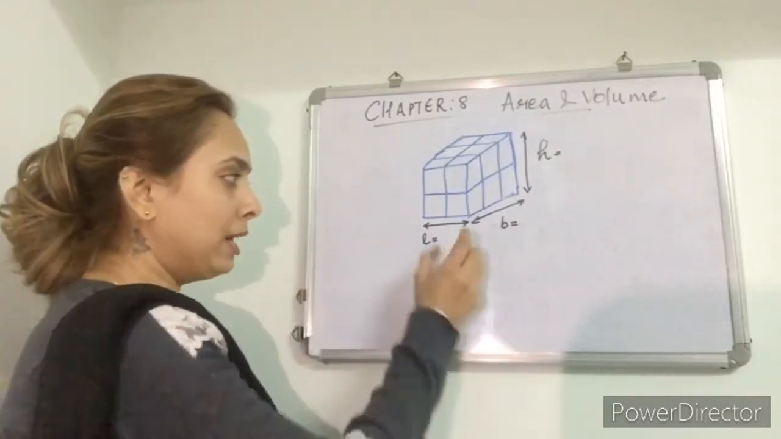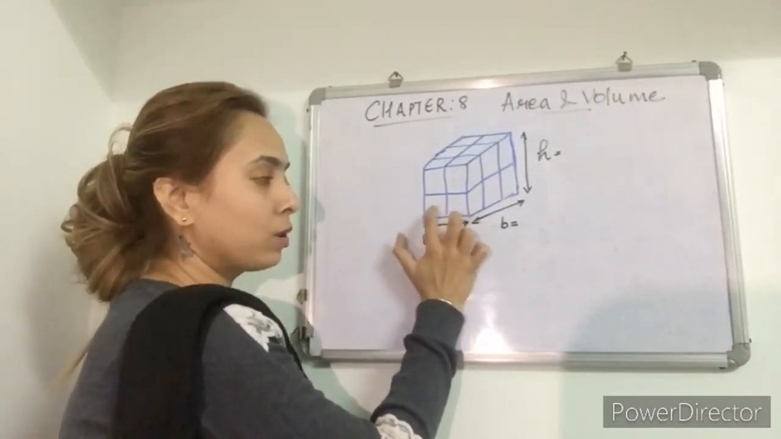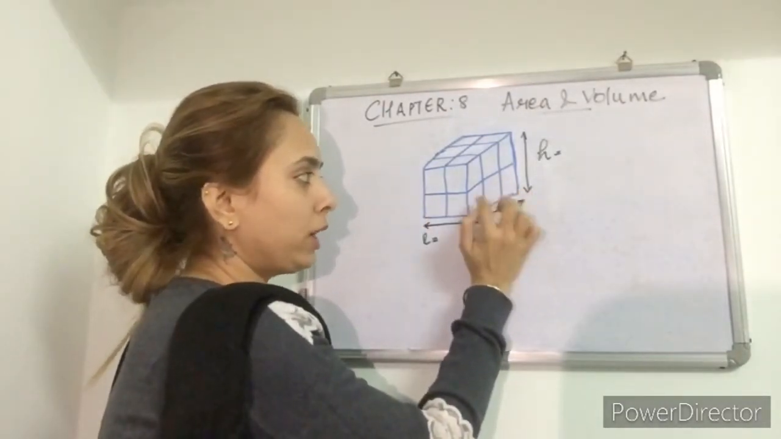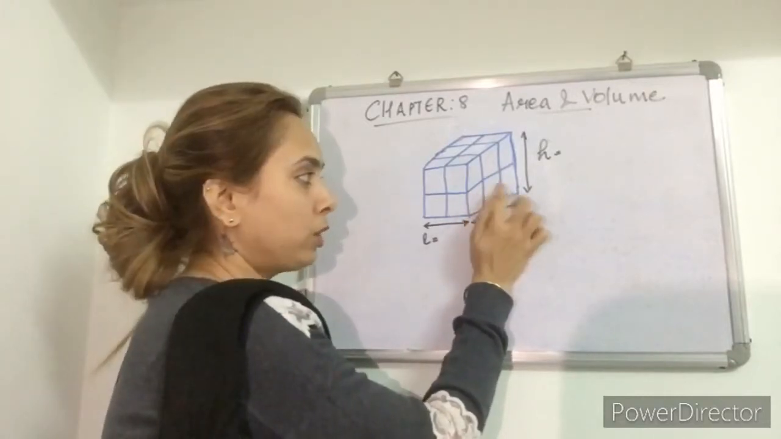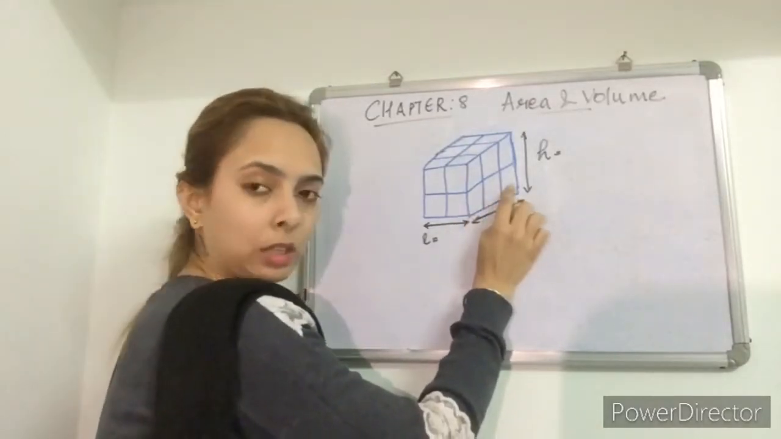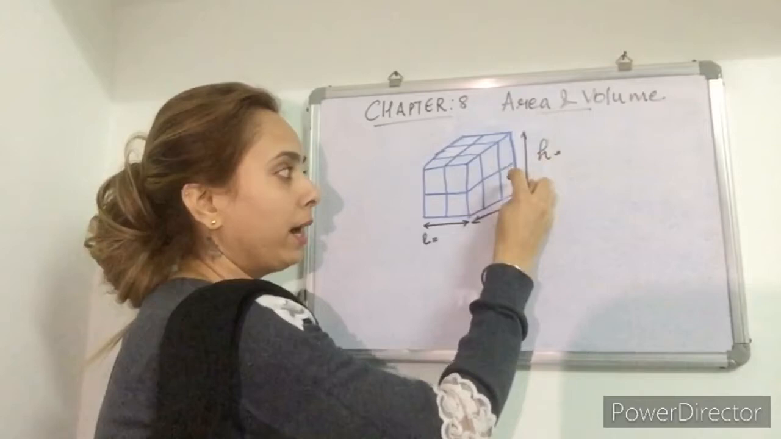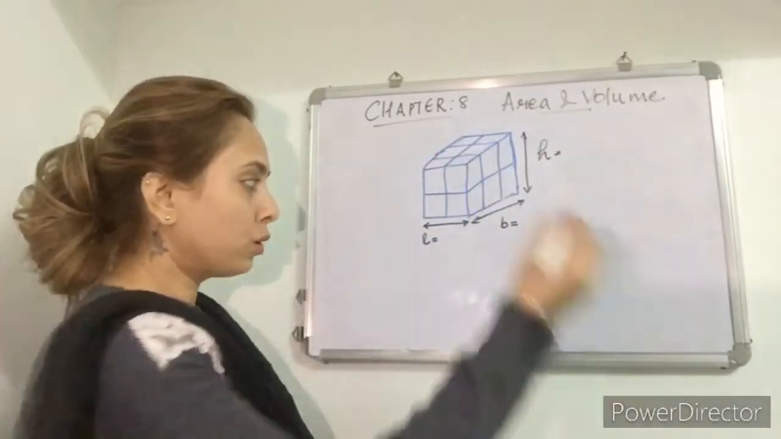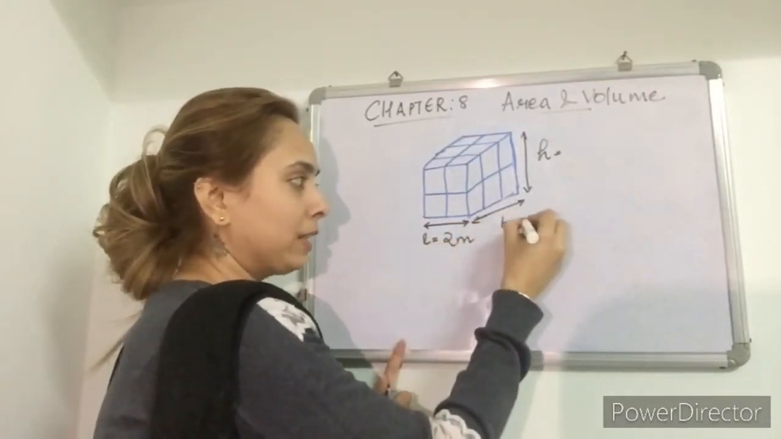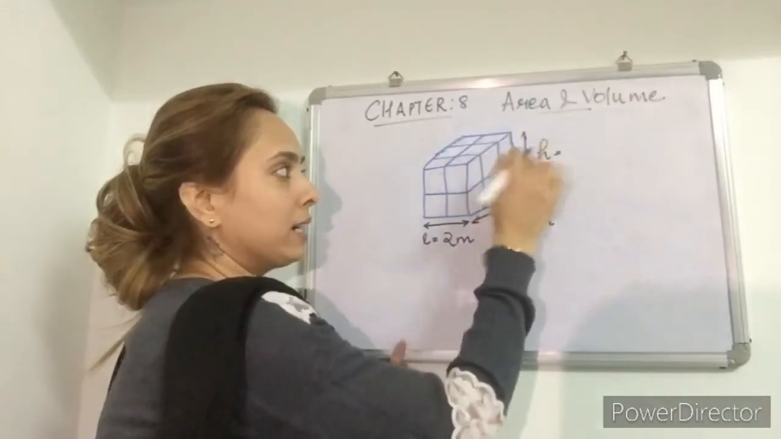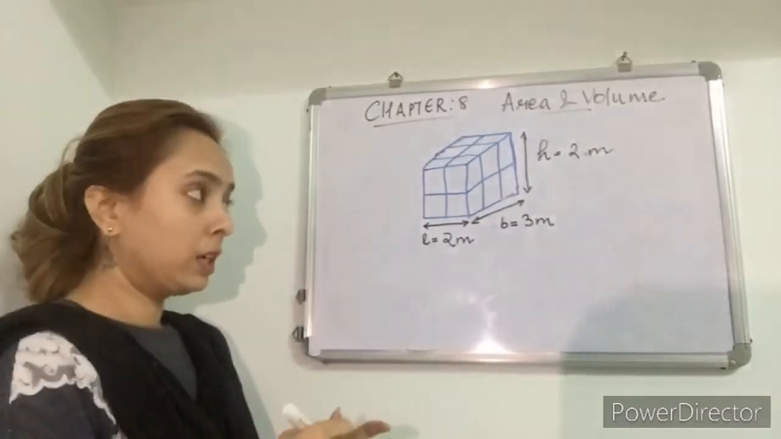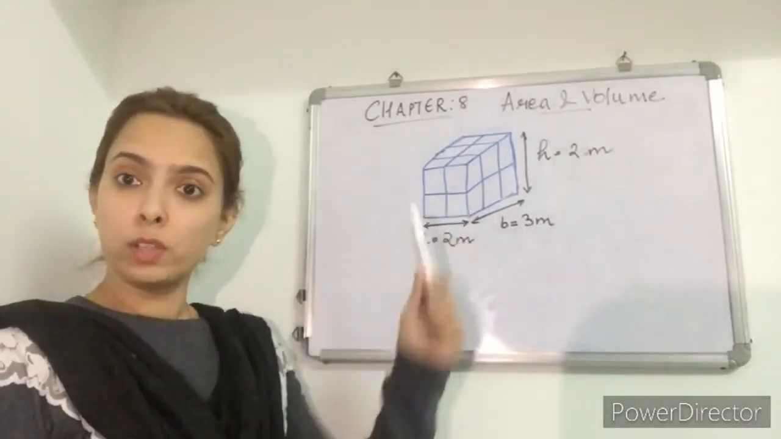So how will we find out how much length this cuboid is having, how much breadth and how much height? So length, it has 2 cubes in it. Yes. Breadth has 1 2 3 cubes in it. Length has 2 cubes, breadth has 3 cubes, and height has 1 and 2 cubes. So we'll write length is 2 meters, breadth is 3 meters, and height is 2 meters. We have to find out the volume of this cuboid.